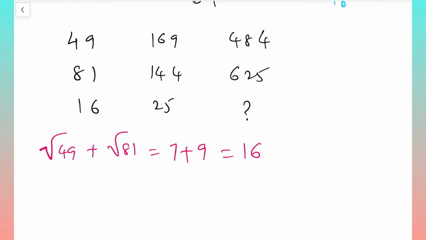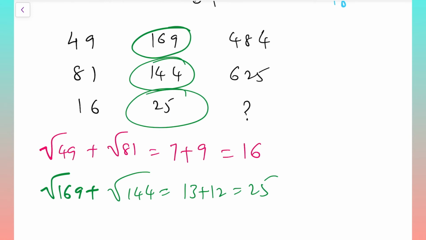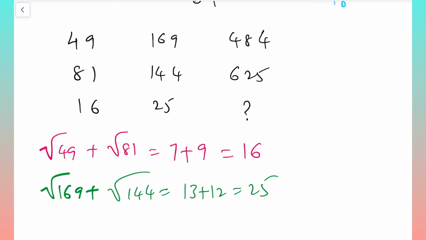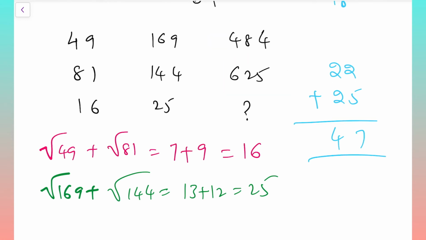Next, second one. Square root of 169, which is 13, plus square root of 144, which is 12. So 13 plus 12, which is nothing but 25, which is the third number. Now let us apply the same for the third one also. So here 484 is the square root of 484, it is 22, plus square root of 625, it is 25. If we add all these two, we will get answer as 47. So the missing number is 47.